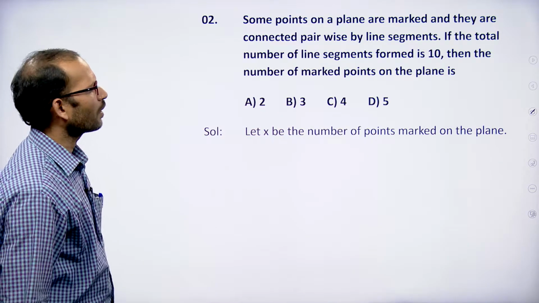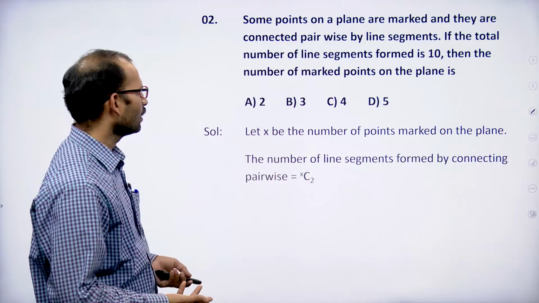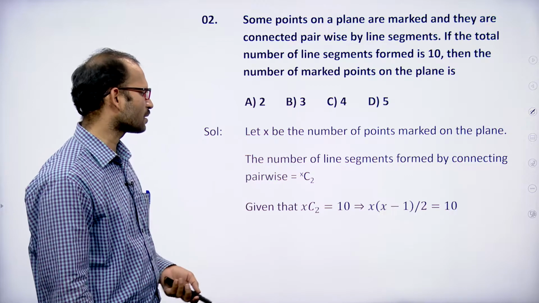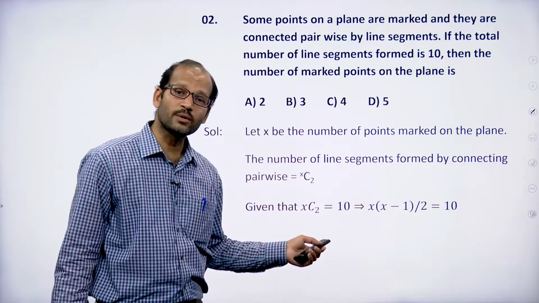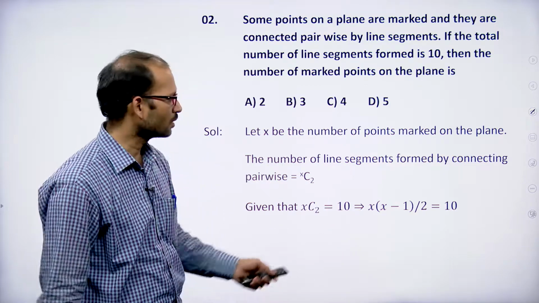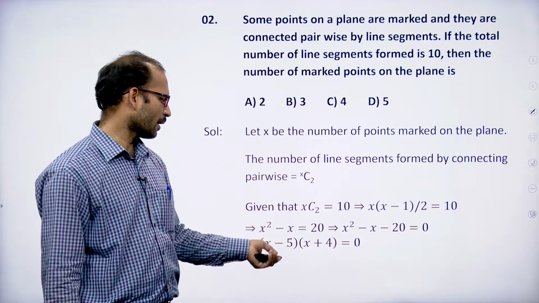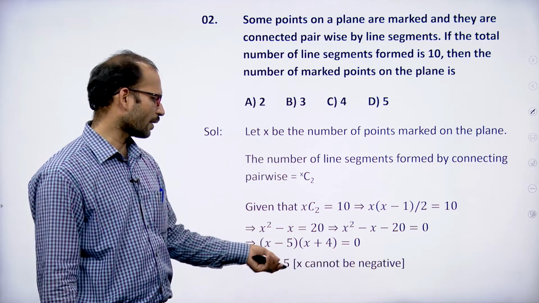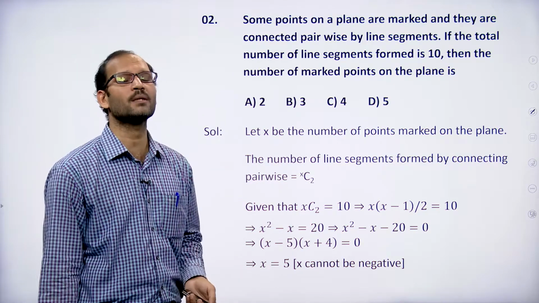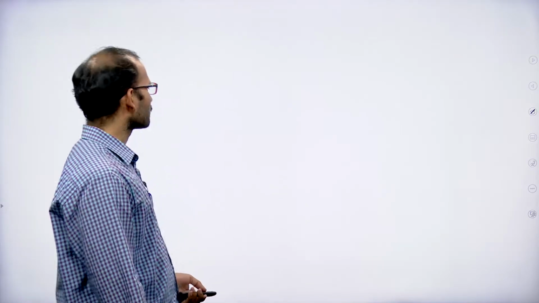Let x be the number of points. Here he has taken x, we took n, it does not matter whatever the variable may be, the procedure is the same. The number of line segments formed by connecting pairwise is xC2. Given that xC2 equals 10, xC2 is x into (x minus 1) by 2, as we just discussed. So that equals 10, and cross multiplying and factorizing, you will get x equals 5 or x equals minus 4. Minus 4 is omitted, x equals 5. So the number of points in the plane is 5. That is this question, a simple one.